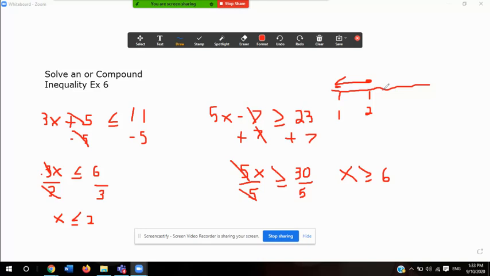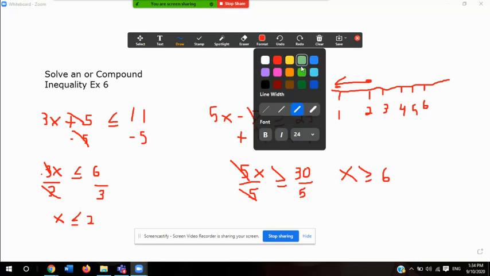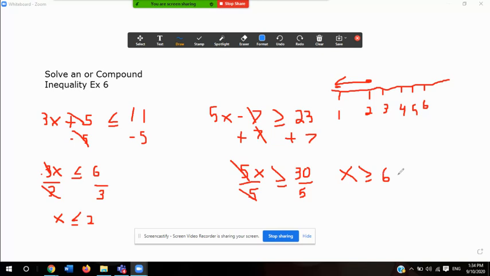So x is less than or equal to 2. The inequality sign is facing the 2, which means that the graph moves to the left. And if I look at x is greater than or equal to 6, the inequality sign is facing the x, which means that the graph moves to the right. So that brings me to the next part of the graph. x is going to be any number that's greater than or equal to 6. Think of numbers that are greater than 6, 7, and so on. So this other graph would be facing to the right.